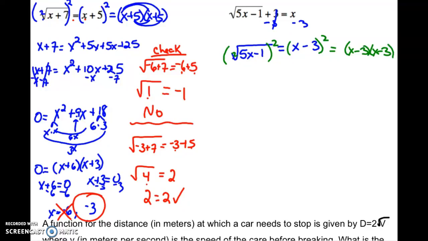On the left side, the square root and the squared cancel. So we have 5x minus 1. On the right side, when we distribute all of this, we get x squared, and we're going to have minus 3x and another minus 3x. So it's really minus 6x plus 9.